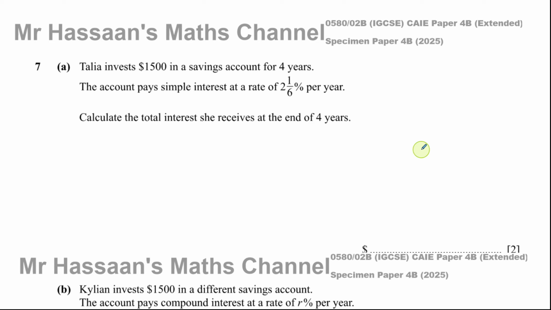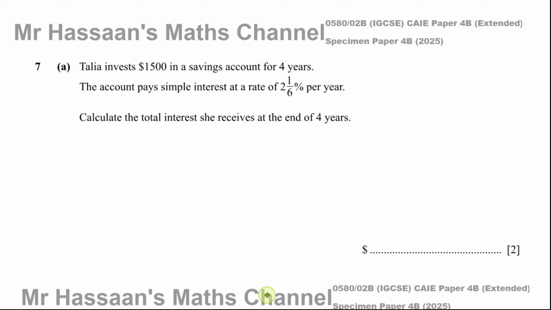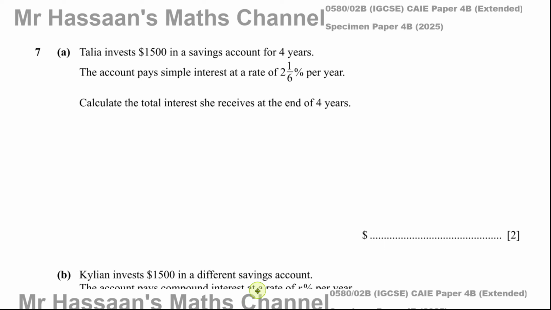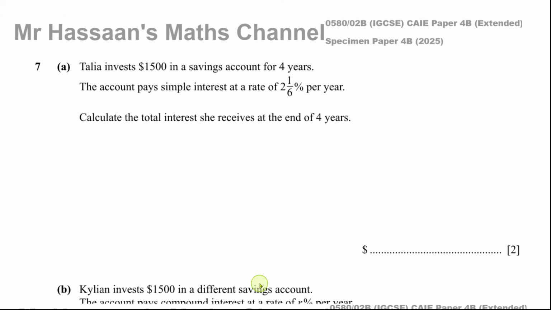I'm now answering question number 7 from the specimen paper for paper 4 of the IGCSE Cambridge 0580. This is specimen paper B, and this gives us practice of the type of questions that you might expect in the new kind of format of the exam. So this is the calculator paper.